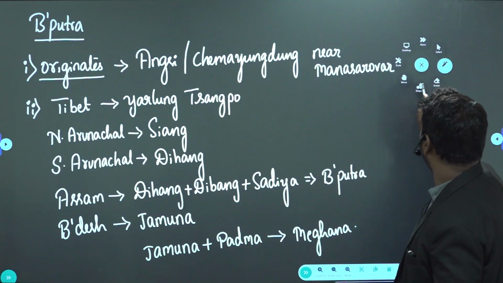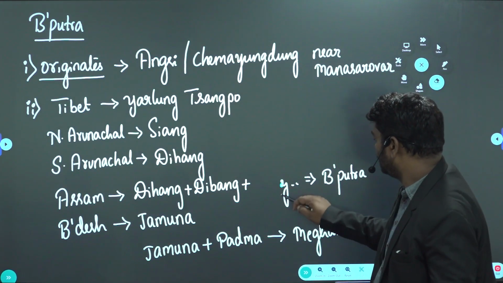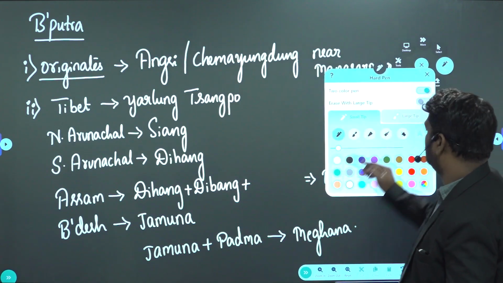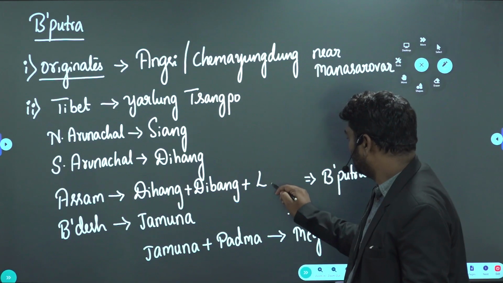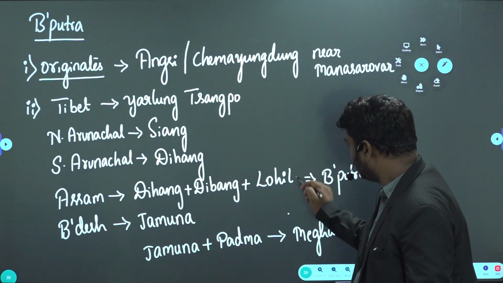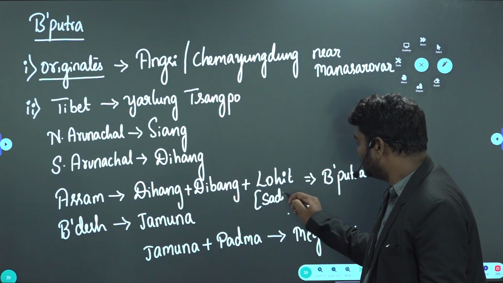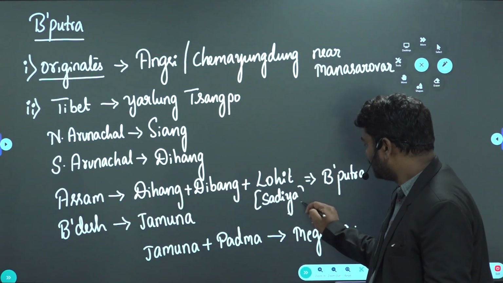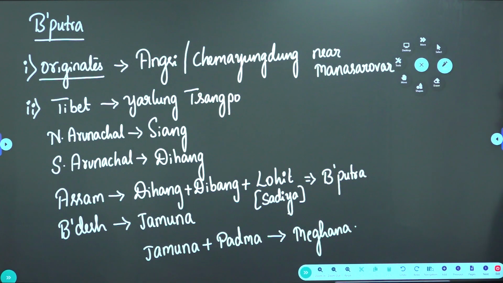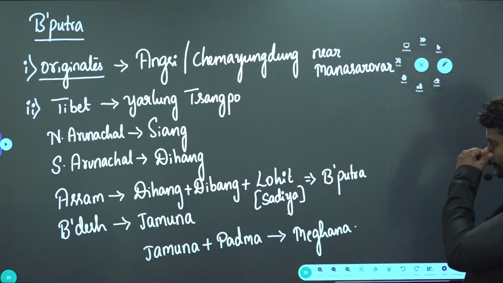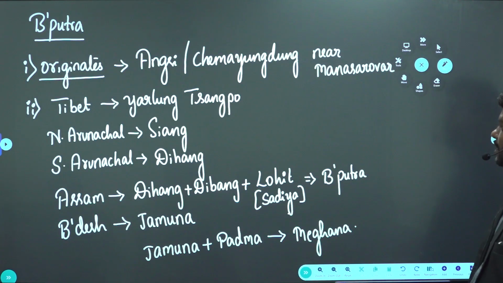Dibang, sorry, it's not Sadia. Dibang, Lohit river. These three join at a place called Sadia. Fine. Dibang, Lohit join at a place called Sadia. Shall I?